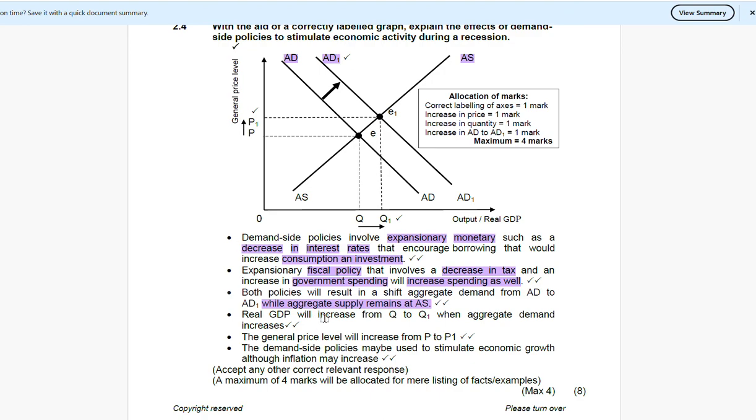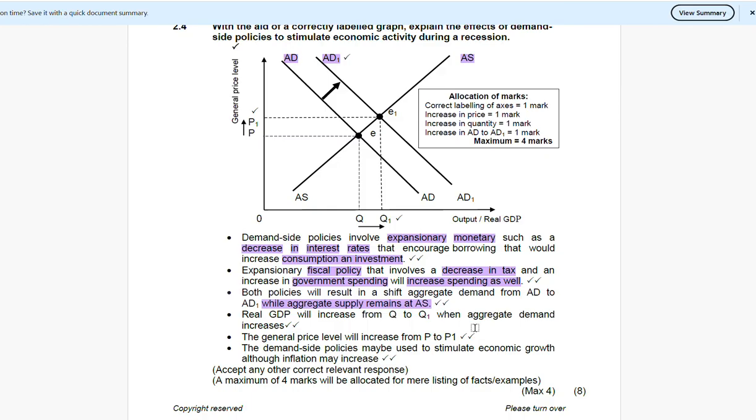Real GDP will increase from Q to Q1 when aggregate demand increases. Obviously, as we've spoken about in other videos, aggregate demand is the total spending of the government, the individuals and other spending.